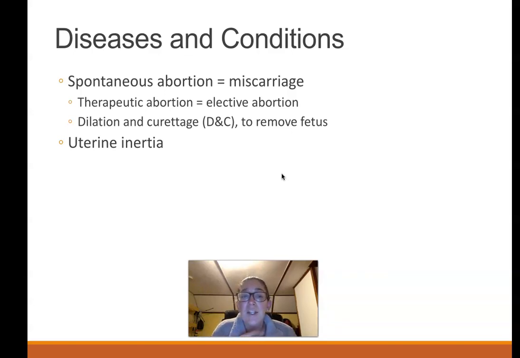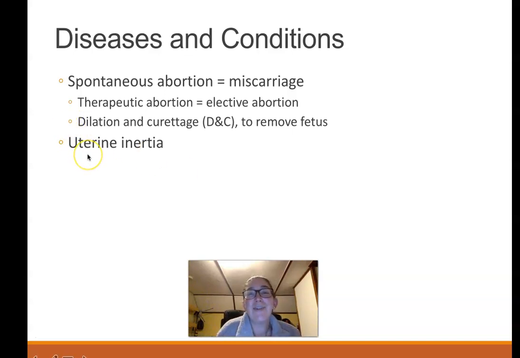And then uterine inertia, I don't know why I have that on this slide. It'd be better on a labor slide. Uterine inertia comes from a physics word. The definition of inertia is, well, I don't know the exact definition, but something at rest stays at rest and something in motion stays in motion.